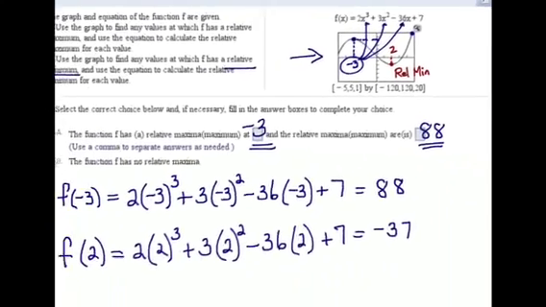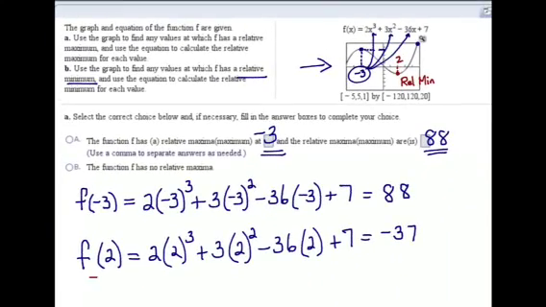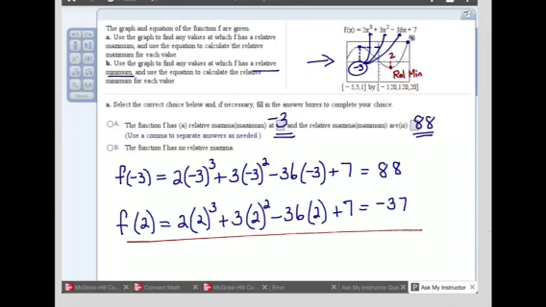All right, so now let's take a look at f of 2. So we have f of 2 is equal to 2 times the quantity 2 cubed plus 3 times 2 squared minus 36 times 2 plus 7, and that gives me a -37. So that means that we have a minimum, let's see, at x equals 2, and the minimum equals -37. Okay, so that's how we do that problem.